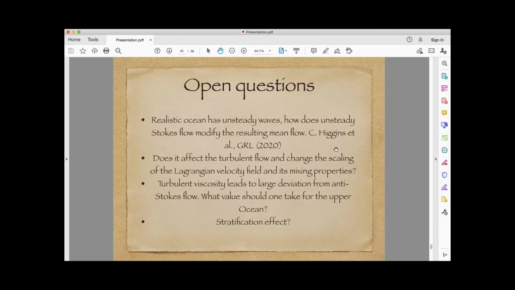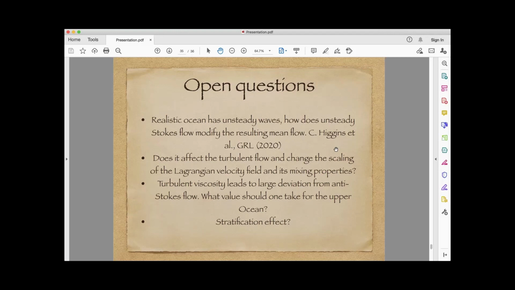And turbulent viscosity, for example. What people take in the ocean is that you have perturbations at much smaller scales, and people say that one should model this with the turbulent viscosity and not a simple laminar kinematic viscosity of water. So you should take a turbulent viscosity in these systems, and if you take that, you do get large deviations from the anti-Stokes flow. So what is the typical value that one should take for the upper ocean? Should we be worried? Should we really consider the effect of this turbulent viscosity, like how sensitive it is to the value that we take?